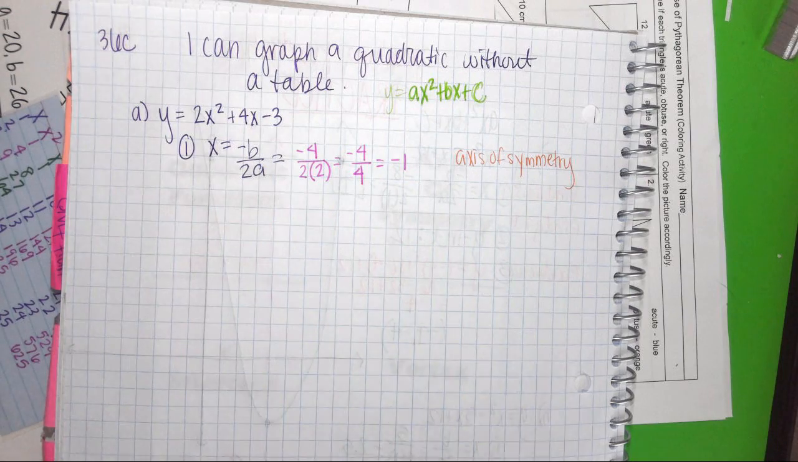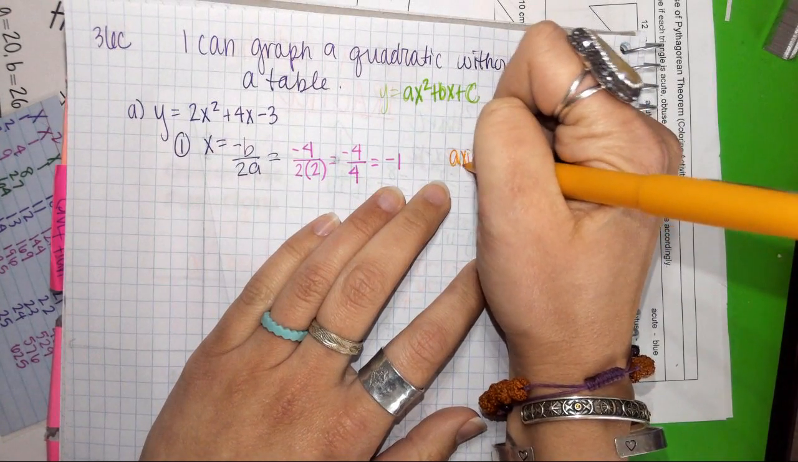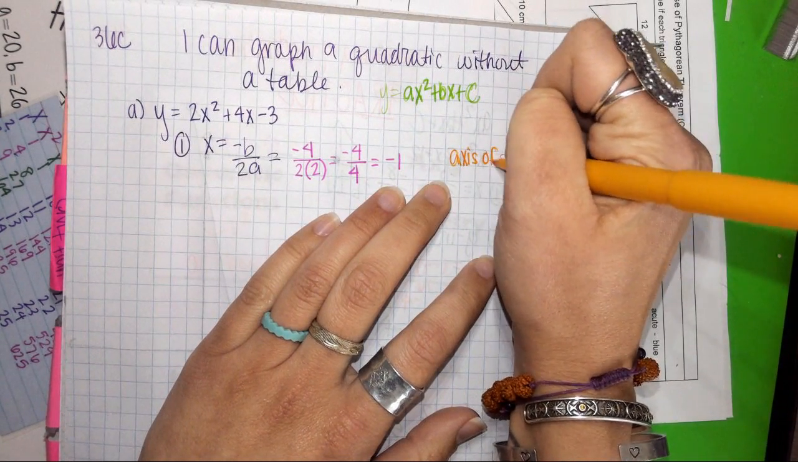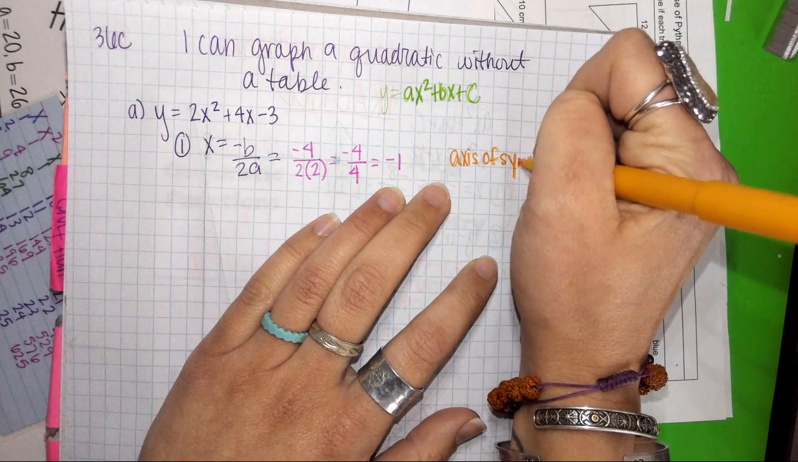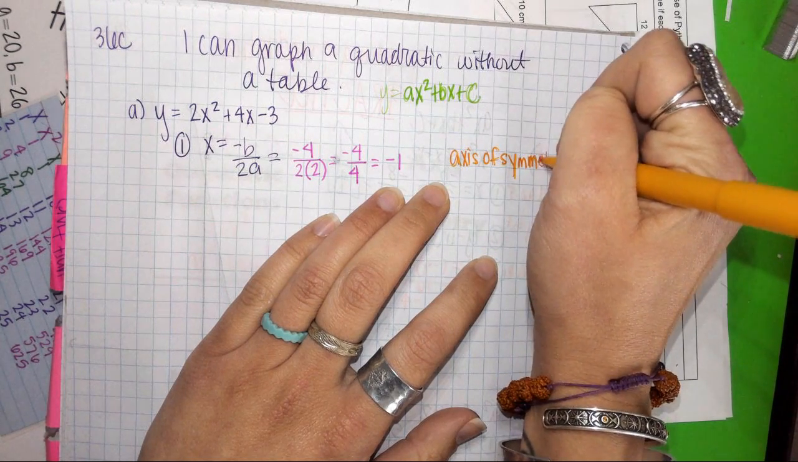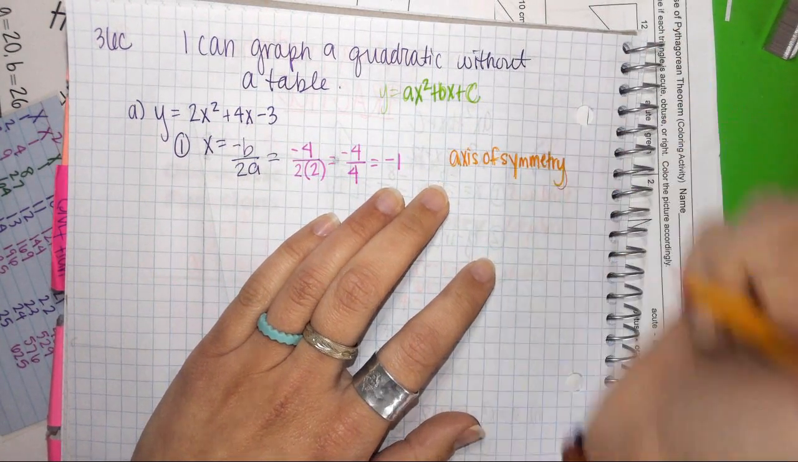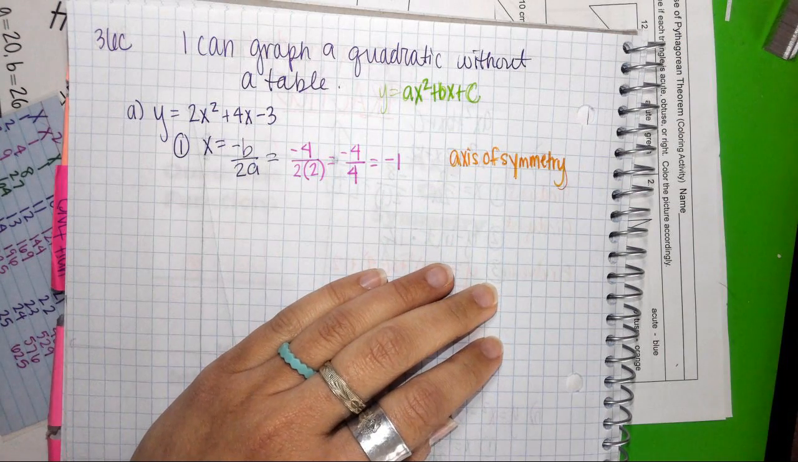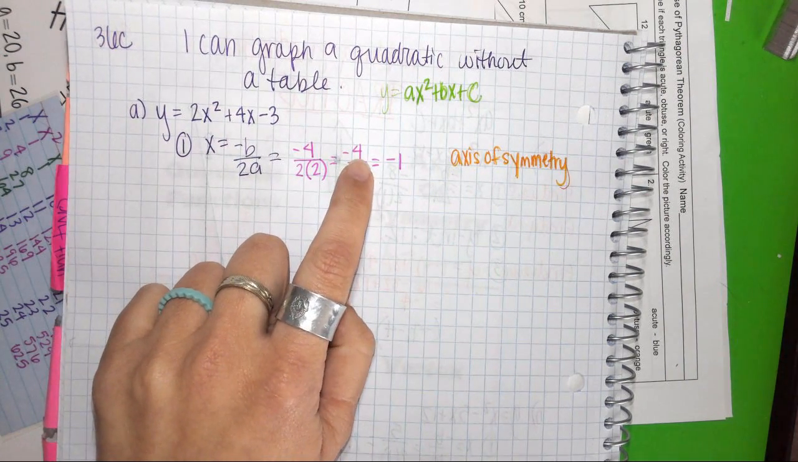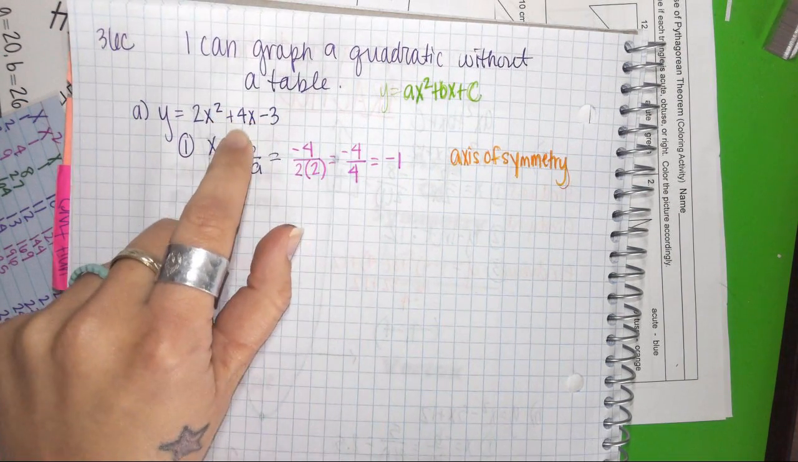Now, this gives us our axis of symmetry. And I don't really have an orange. I don't know what happened to my orange marker. Is that better? Yes. What did you get the negative 4 from? On the top? Because you take the opposite of this.